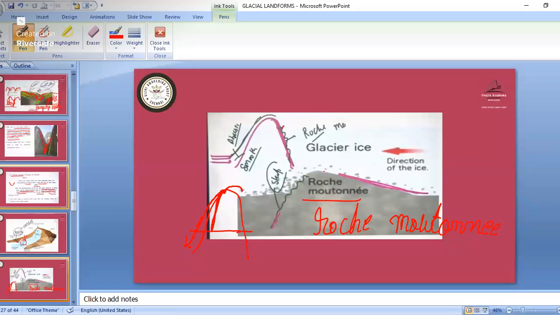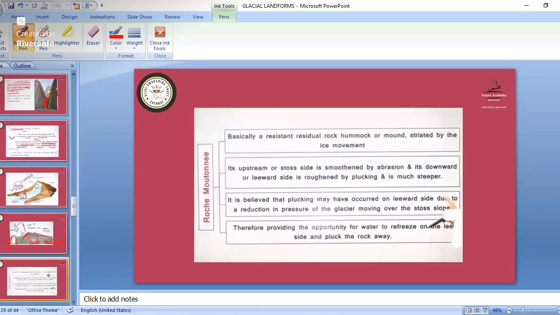In this diagram, this particular part is the Rocky Mountain, steep sided, where the formation will happen. From this smooth side, the part will go smoothly up, and from this side suddenly it will fall down. There we have the formation of a steep side, which will be known as what? Rocky Mountain.